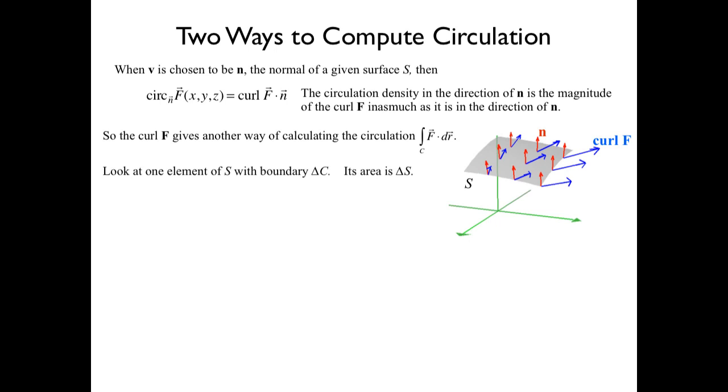Okay, so we want to look at one element of S with a boundary C. Let's see if I can draw that here. Suppose we break this up into elements. I'm going to isolate one element right here, like this. I'm going to call the boundary delta C, because this is a little element, so delta C is the boundary around that thing. And then the area is delta S.